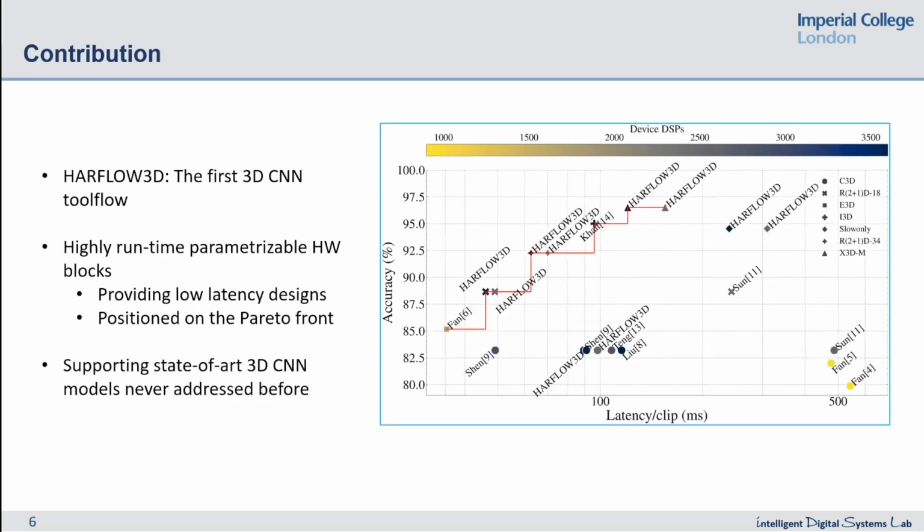So, our contribution. We introduce and propose HARFLOW3D, the first 3D-CNN toolflow in the field. The key aspect of the toolflow is the introduction of highly runtime-parameterizable hardware blocks that allow us to provide low latency designs, which are positioned on the Pareto front of latency against accuracy on the UCF101 benchmark. This is a widely used benchmark for human action recognition models. At the same time, the toolflow provides support for state-of-the-art 3D-CNNs that have not been previously addressed by the FPGA community.